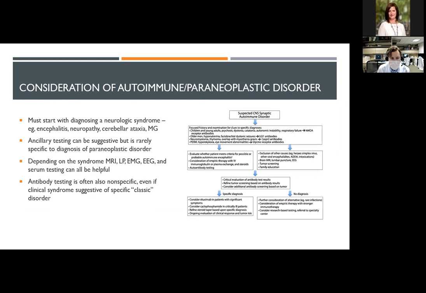And then you guide your testing based on what that syndrome would be. So in the case of central nervous system disorders, MRI, lumbar puncture, EEG, and lab testing can all be helpful. The EMG is really more for peripheral nervous system disorders. It's not necessary for all of them, but as it's a nerve test, it won't help you with the CNS, except for maybe ruling stuff out. And the antibody testing that we do can be non-specific a lot of times, and it's also not fully understood. There are a lot of real associations with multiple antibodies, but there are a lot of spurious ones as well.